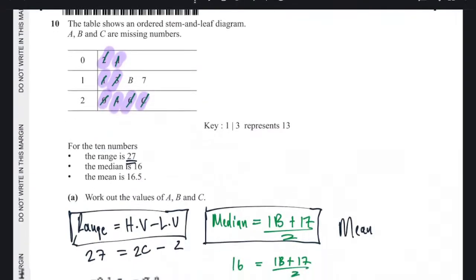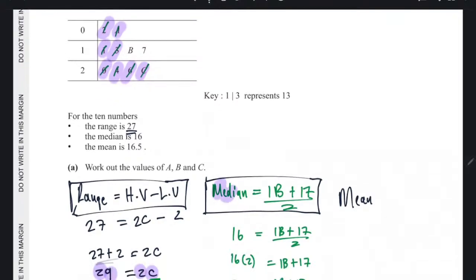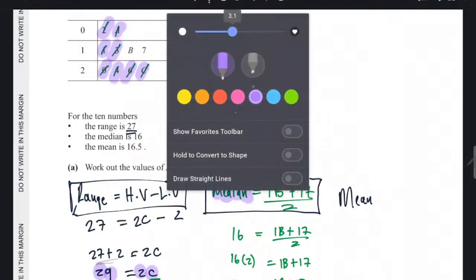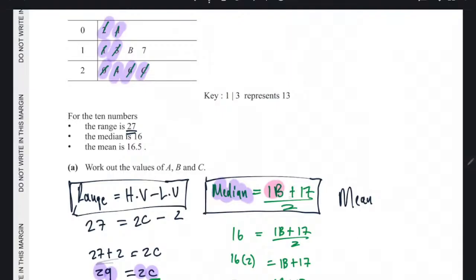So you need to show that. You're going to say, median, since I remained with two numbers, I add those two numbers I remained with, 1b and 17. I add them and divide by 2. That's how I get the median. So you are showing the examiner you know. You get a mark for that. You know how to get the median.